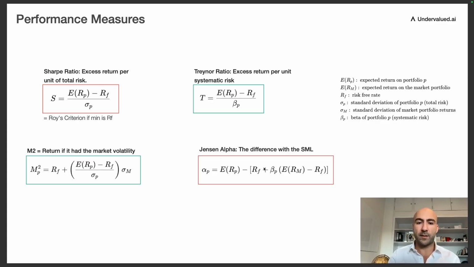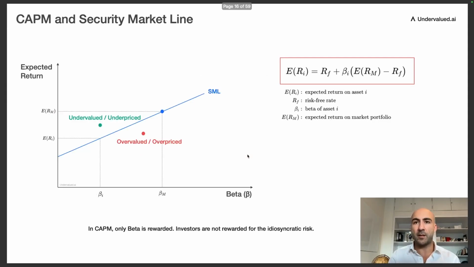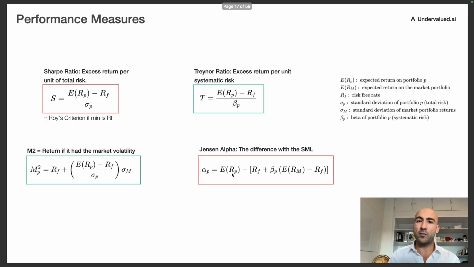And Jensen is the vertical distance between the portfolio return and the return predicted by the SML. So if we were here and instead of plotting a security, we plotted a portfolio, then there is the difference between the portfolio and the security market line, you see this formula. If you move the left side to the right side, it gives you the Jensen alpha for the portfolio, not for an individual security.